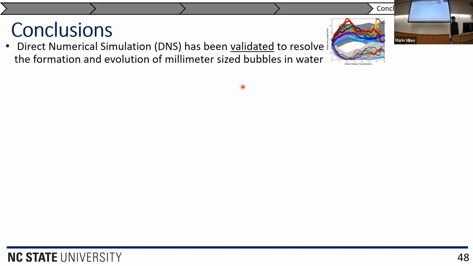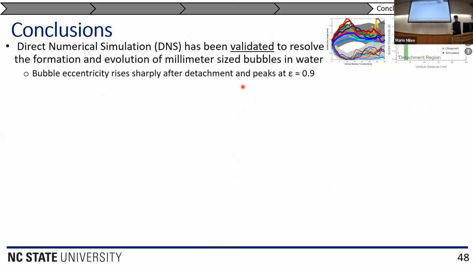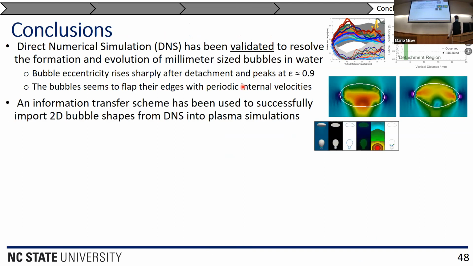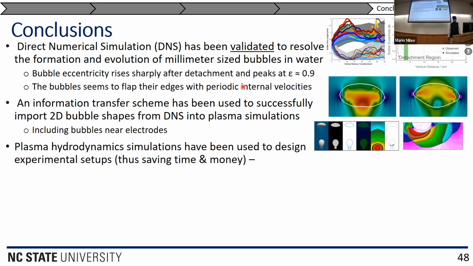So, some conclusions. I've used DNS to validate the formation and evolution of millimeter-sized bubbles in water, as well as tracking the aspect ratios and eccentricity of those bubbles, which peaks at about 0.9. The bubbles seem to flap their edges with the recirculation, and the internal velocities are different. An information transfer scheme has been developed to successfully import the 2D shapes from the DNS into these plasma simulations, including bubbles near electrodes.